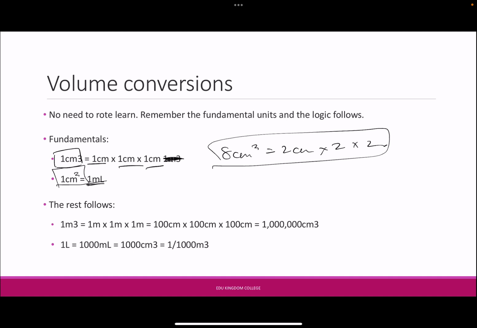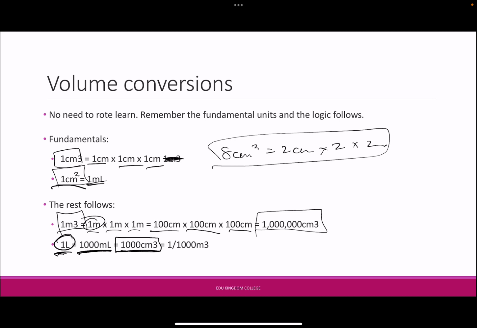Now, when we're trying to convert things into meters cubed, 1 meter cubed equals 1 meter times 1 meter times 1 meter. We know a meter is 100 centimeters, so it's just going to be 100 centimeters multiplied by itself 3 times. So 1 meter cubed is 1 million centimeters cubed. Now, 1 liter equals 1,000 mils. So if we're trying to convert centimeters cubed into liters, we should know that a liter is 1,000 milliliters, and 1,000 milliliters is the same as 1,000 centimeters cubed. So we should know that 1 liter equals 1,000 centimeters cubed.